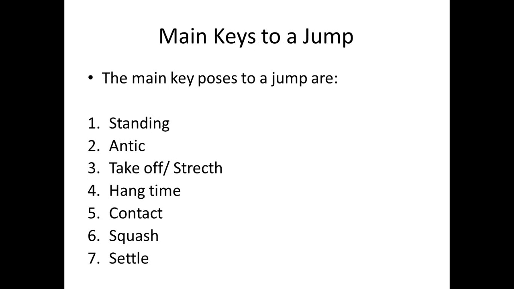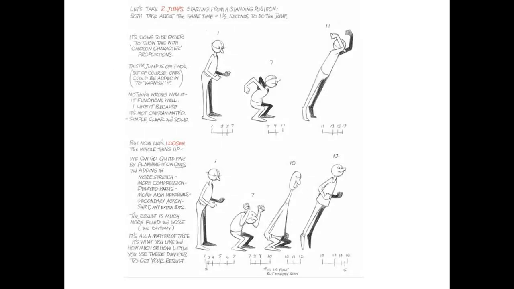Now, let us look at some of the main key poses of the jump. There are 7 of them which we've identified. So, the main key poses of the jump are, we're going to have the character standing. He's going to go into an antic, which is when the character bends down, anticipation. You have the takeoff pose, hang time. Some refer to it as the mid-air. You have the contact pose, the squash pose, and the settle pose. So those are the 7 key poses. And here are the diagrams showing the key poses of the 7 different jumps.